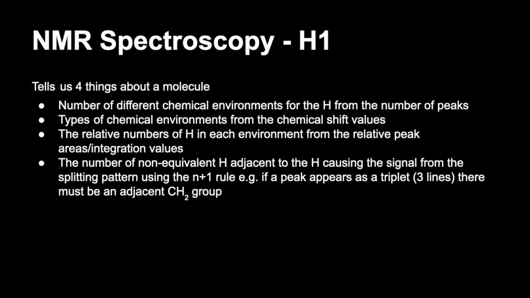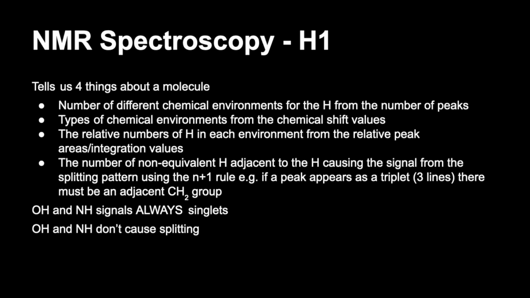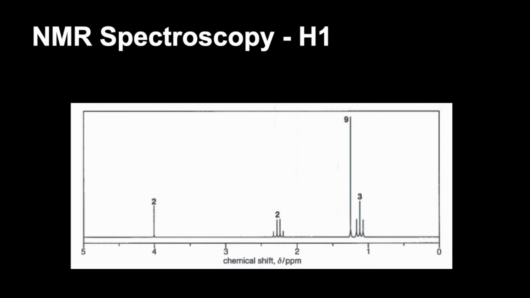So for example, if you see a peak appearing as a triplet, so there's 3 lines in that signal, that means there's an adjacent CH2 group. A couple of other things to be aware of. OH and NH signals will always be singlets, and OH and NH protons do not cause splitting either. And just a reminder, OH and NH signals can be removed by adding D2O. So we'll have a look at a couple of examples now.